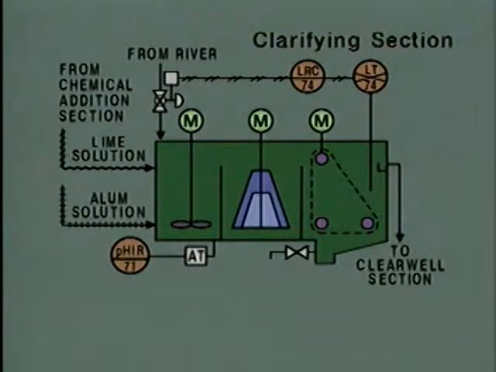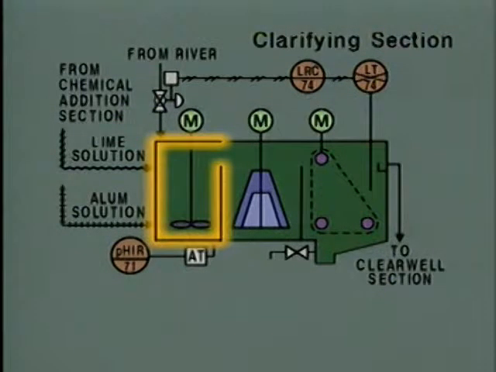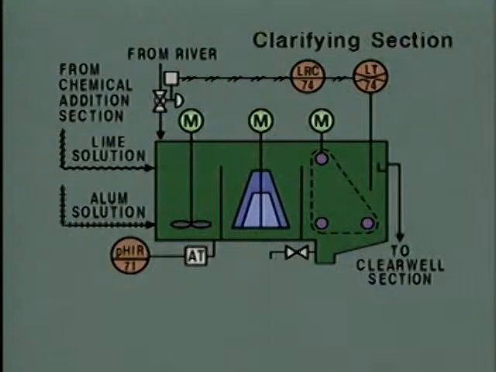Since our problem involves the pH of the water, we'll focus our attention on the flash mixer, because that's where the pH is adjusted by the addition of the lime solution. This analyzer transmitter measures the pH of the water in the flash mixer and sends a signal that represents the pH to this indicator recorder. The pH indicator recorder is currently indicating that the pH of the water is too low.